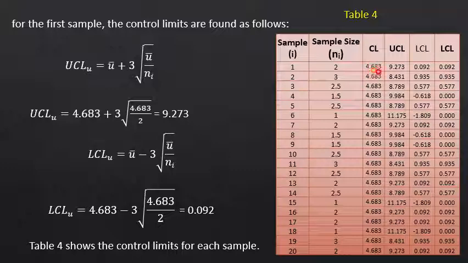Like that, we have calculated the lower and upper control limits for all 20 samples. In the lower control limit column we can see that some values are negative, and we know that if the lower control limit is less than 0, we convert it into 0. So here minus 0.618 we convert into 0, minus 1.809 we convert into 0. Similarly, wherever the lower control limit is negative, we convert it into 0.